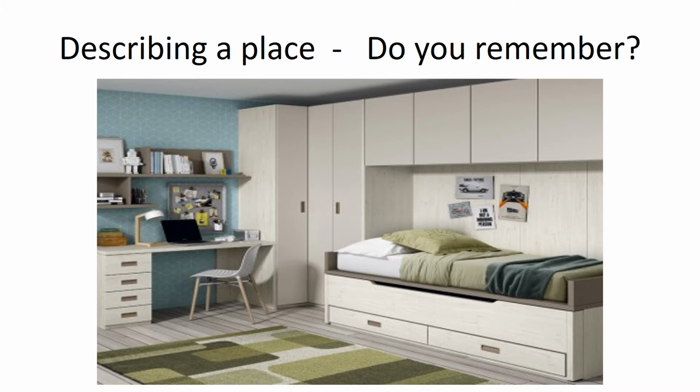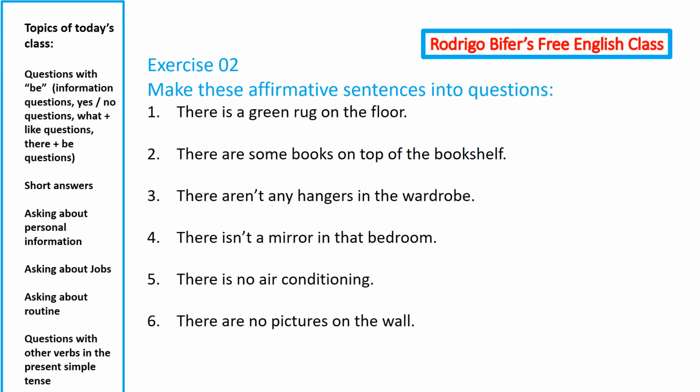So let's take a look at the sentences. Okay, all right, this is exercise number 2. Okay, I'm going to correct this exercise now. Okay, and if you had time to do it, to give it a try, that's very good. If not, try to do this now. Okay, as you go. So here you have the exercise telling you to make these affirmative sentences into questions. So look at the first affirmative. There is a green rug on the floor.